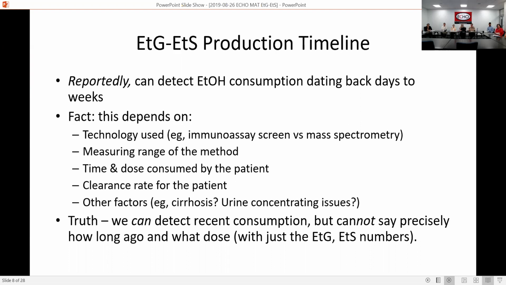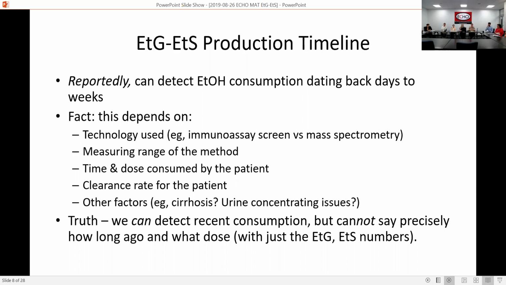The measuring range of the method, you want to go as high as you can, but keep it logical. So we cut off ETG at 10,000 and ETS at 5,000 because that's compelling enough an argument, and we kind of move on. That was the coaching we got from Dr. Sperry and Marshalik when we built our method. So we just kind of went with that. We definitely know that time and dose for the ethanol consumption will influence what we detect. And we know that the clearance rate will influence what we detect.